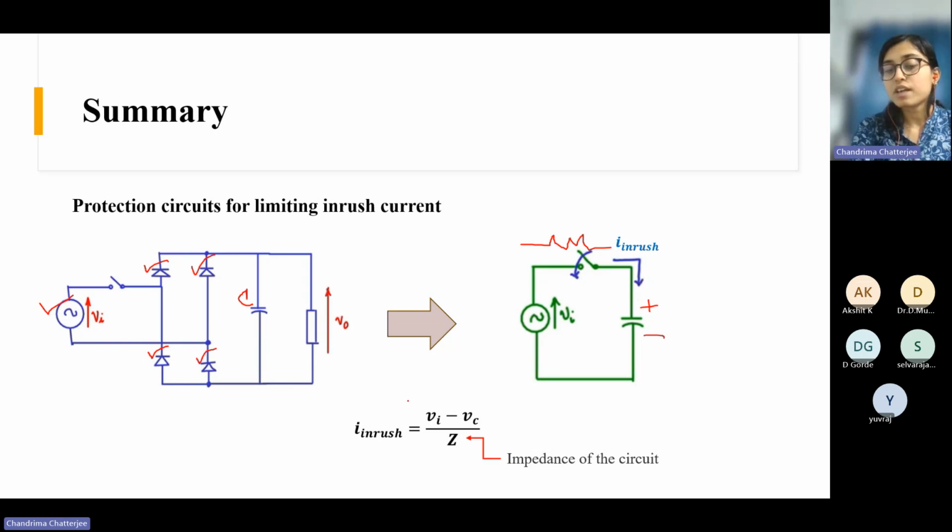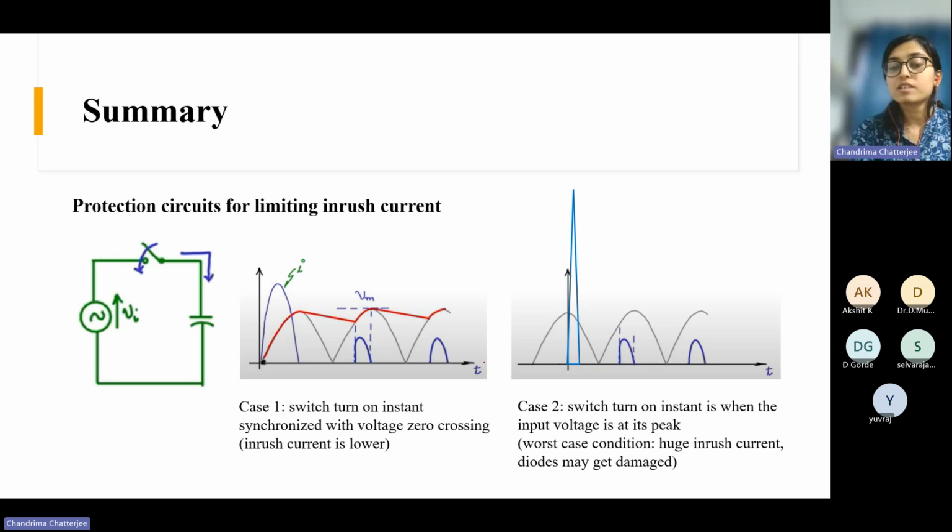What will be the current? The current will be VI, this voltage, minus VC divided by Z, the impedance of the circuit, which is very small. So the initial current is too high. We will have to do something to limit this current. There are various solutions that we discussed.